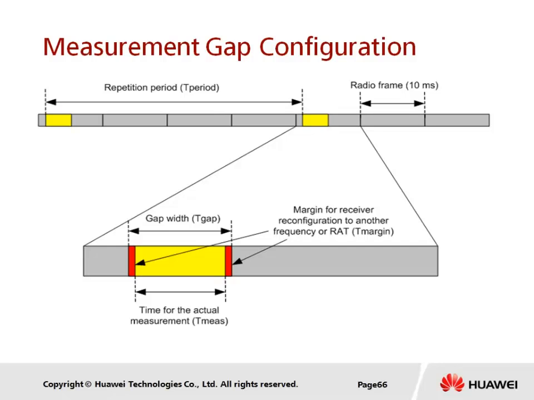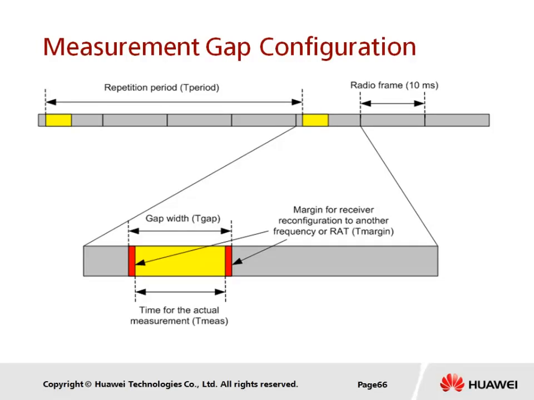Measurement gap allows the user to measure the signal strength of another frequency during the gap time. So the user will be repeating the gap time after a period T, where the T period could be 40 milliseconds or 80 milliseconds. So during the gap time, the user is leaving the current frequency for some time, where the user is performing the measurement.